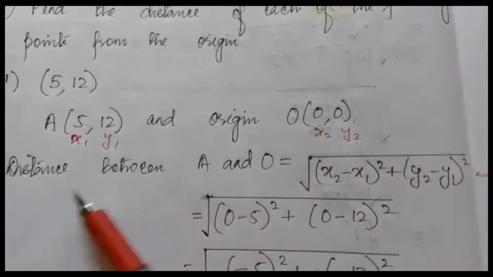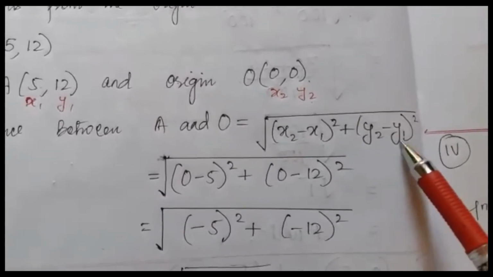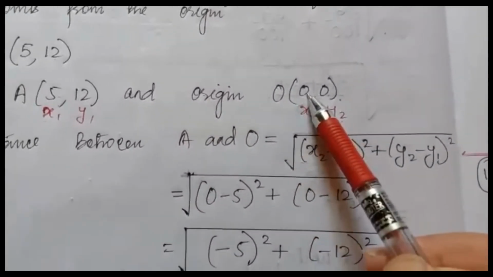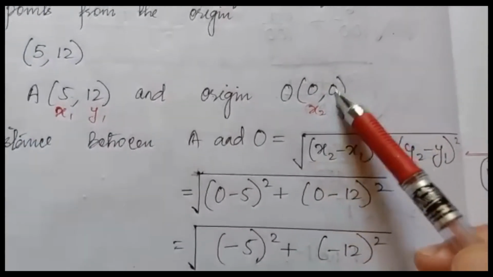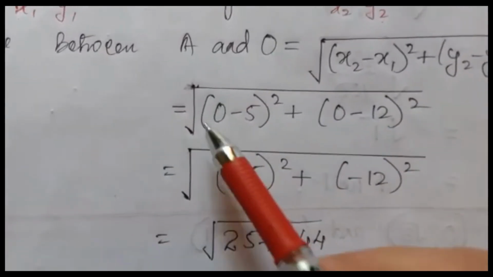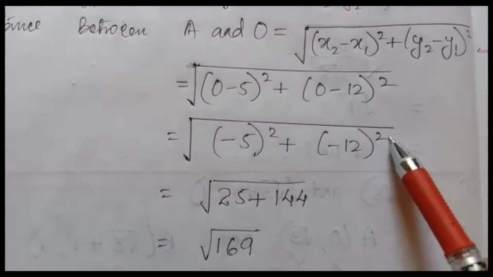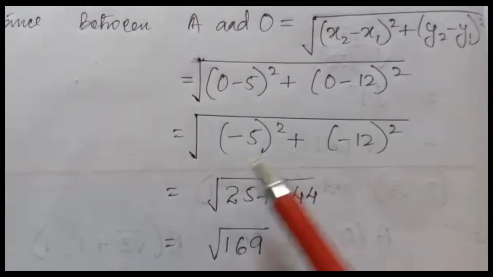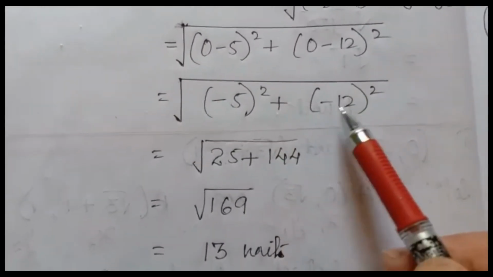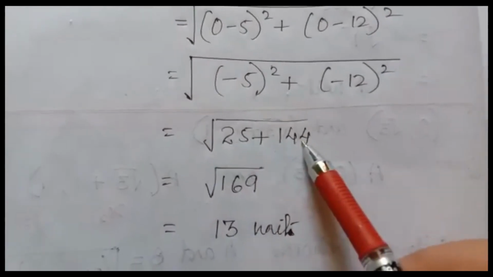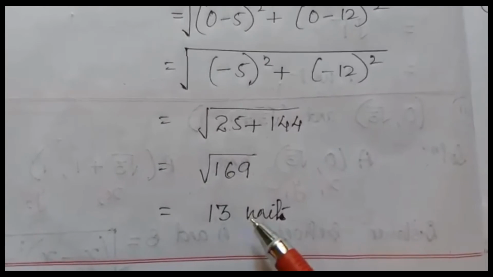Now use the formula, distance between A and O, square root of x2 minus x1 whole square plus y2 minus y1 whole square. x2 is 0, x1 is 5. So 0 minus 5 whole square plus y2 is 0, 0 minus 12 whole square. 0 minus 5 is minus 5 whole square plus 0 minus 12 is minus 12 whole square. Minus square, even power, no? So plus 5 square is 25 plus minus and the power is even, plus 12 square is 144. 25 plus 144 is 169. So square root of 169 is 13 unit.